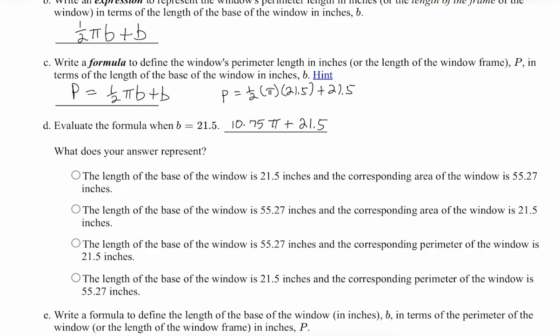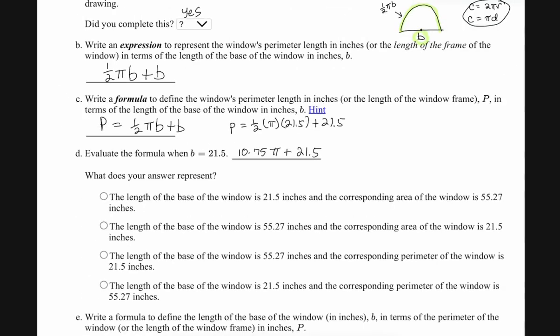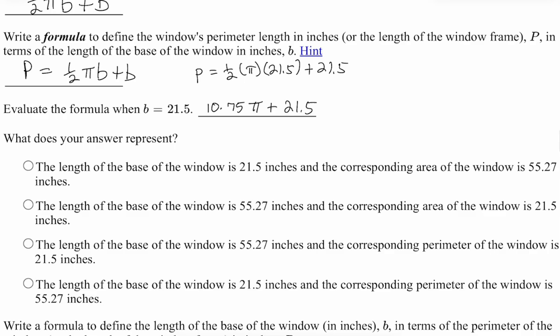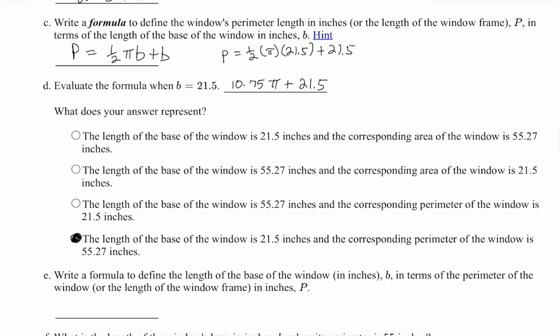I don't know if your base is 21.5 or whatever it is, but for me it would be this one. For you guys, I don't know which one it is, but the base of the window should be the small number, and then the corresponding perimeter. The length of the base is 21.5, and the corresponding perimeter of the window is 55.27. So I think your small number would be first, and your larger number, the perimeter, should be second. Okay.